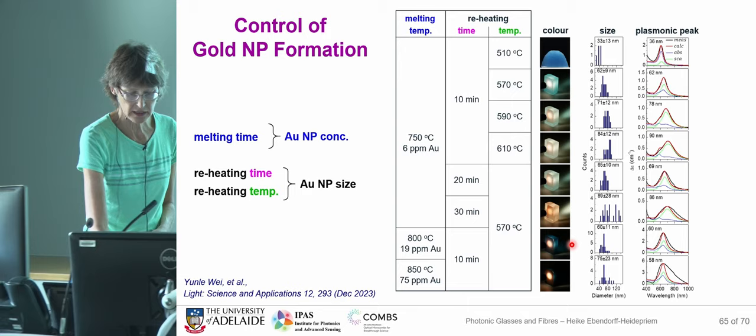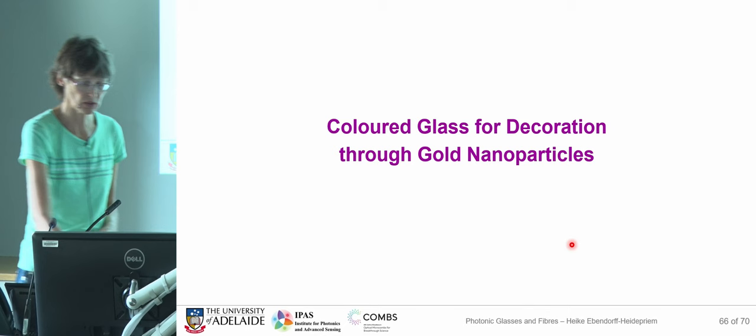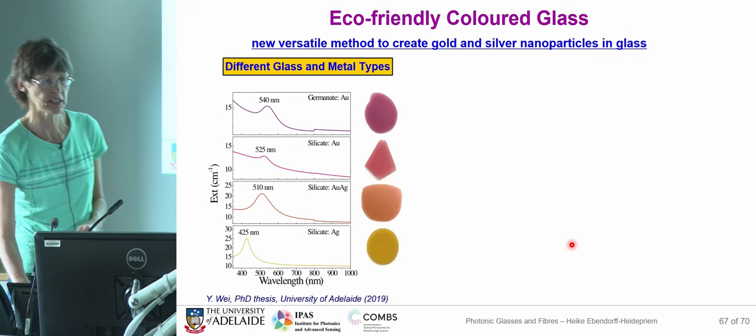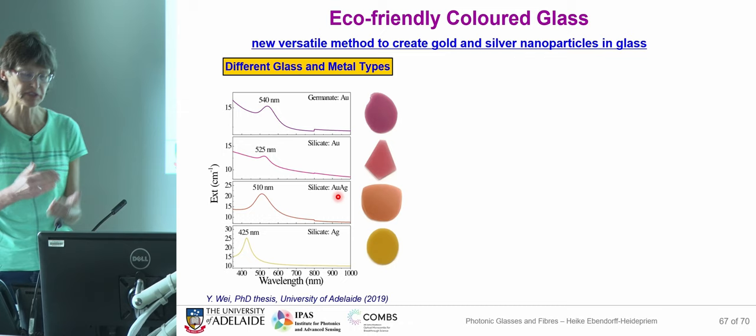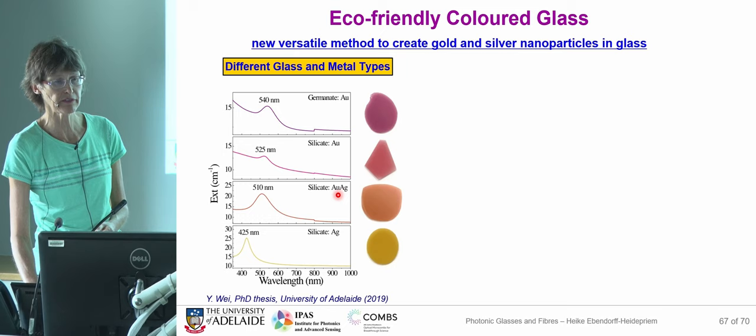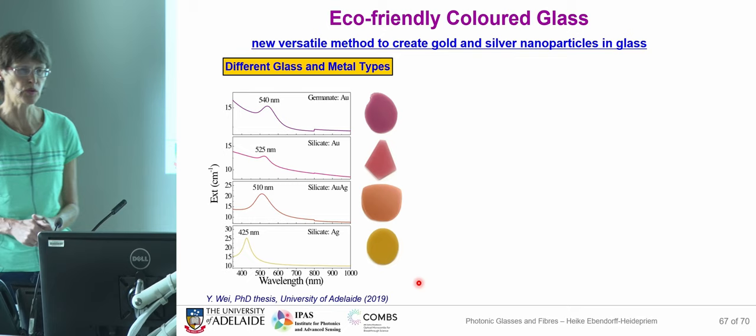Now what we then did is, okay, if it works for telluride glass, would it also work for other glass? And so yes, it does. This is shown here for germanate and silicate glasses, also for silver and silver-gold alloys. And because different glass compositions have different refractive index, together with using gold and silver, we can create a variety of warm colors via the powder reheating technique.